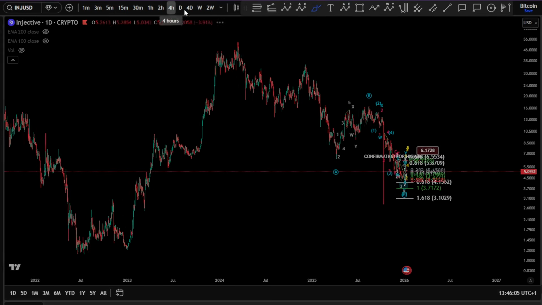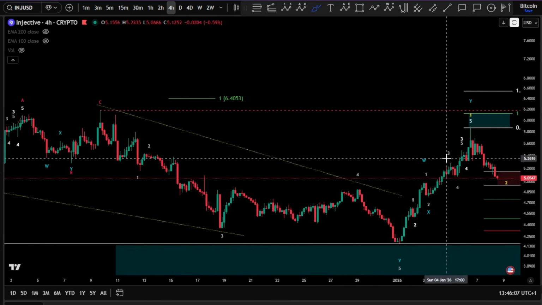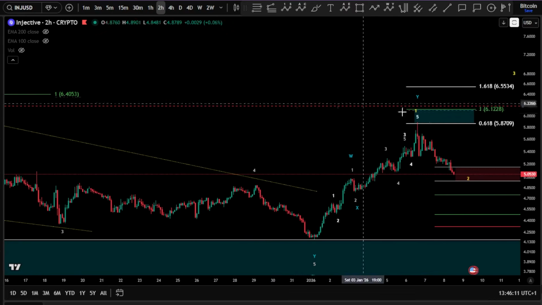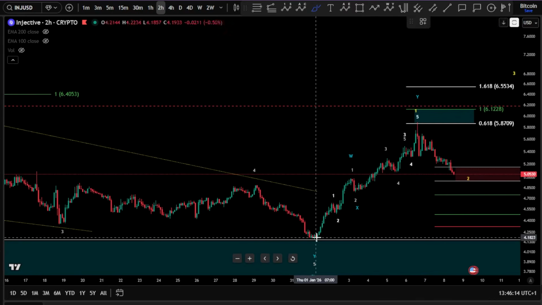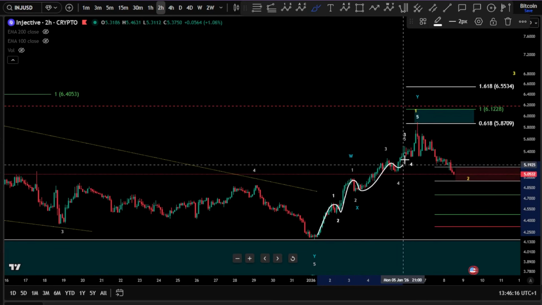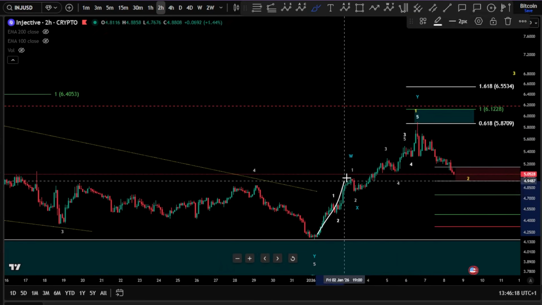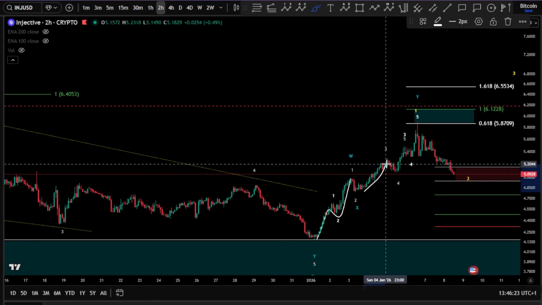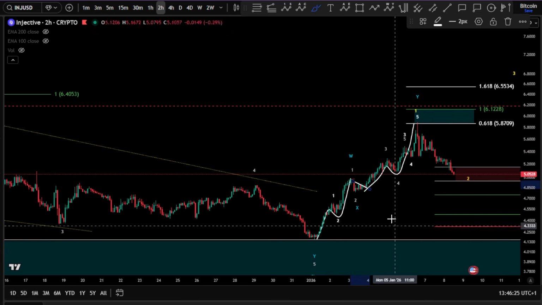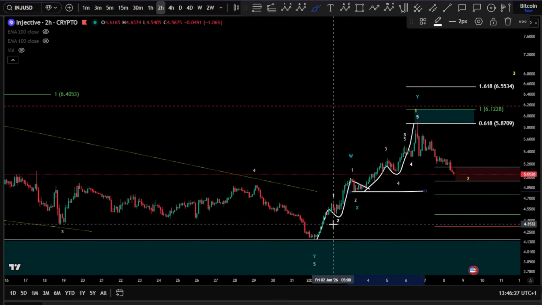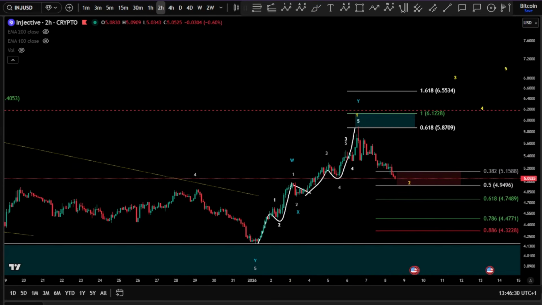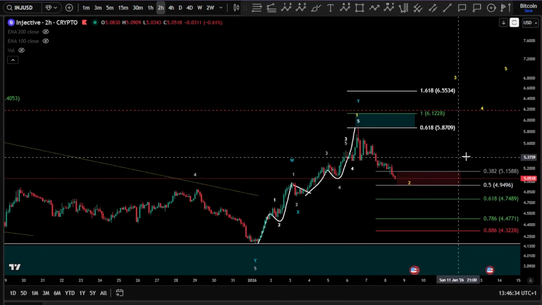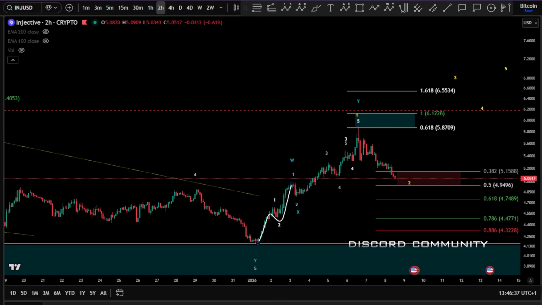So for Injective as well, we are looking at a potential impulse finished here. In case the impulse is really finished in several 1-2, so we have potentially here 1-2, 1-2, 3, 4, and a 5. But we gotta be careful of the W, X, and a Y. Don't forget, because this also looks to me like double zigzags with an X in between, especially since we didn't take the 0.38 fib level here.